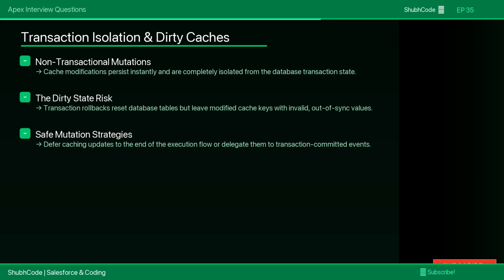Absolutely not. The platform cache is non-transactional. Once you write to the cache, that change is committed instantly and globally across the multi-tenant app server. If your database transaction rolls back, your database goes back to its original state, but your cache is now dirty and completely out of sync with reality. This is a dangerous state of inconsistency.